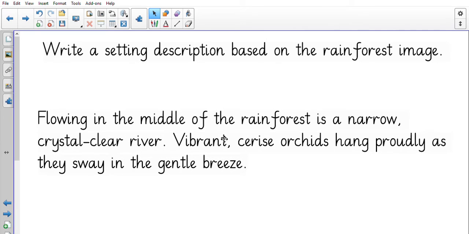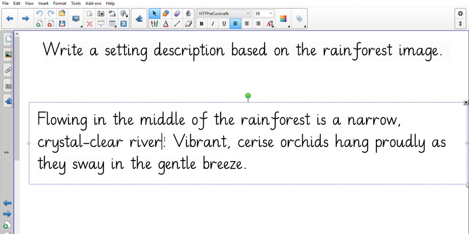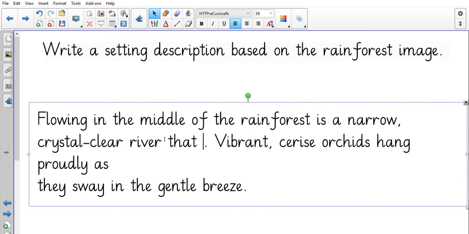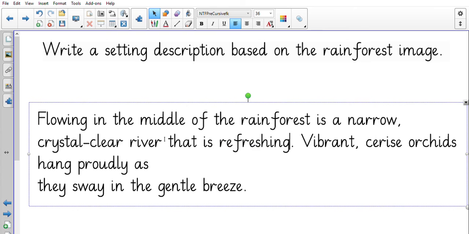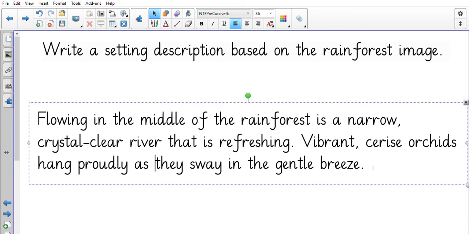So I've started mine using some of my phrases. Now what you don't want to do is start talking in second person as if it's a character, as you are walking. Okay, so flowing in the middle of the rainforest is a narrow crystal clear river. I could expand on that. That is, you could put that is refreshing. So I've got my relative pronoun in there as well. Vibrant cerise orchids hang proudly as they sway in the gentle breeze.